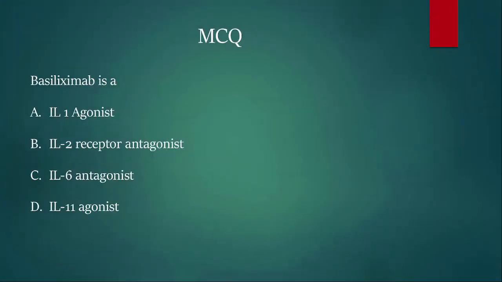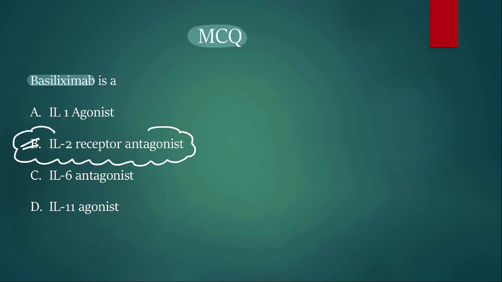The first MCQ is basiliximab is a option A interleukin 1 agonist, option B interleukin 2 receptor antagonist, interleukin 6 antagonist, interleukin 11 agonist. So take your time and try to answer this. So if you're telling option B, then you are right. Basiliximab is an interleukin 2 receptor antagonist.